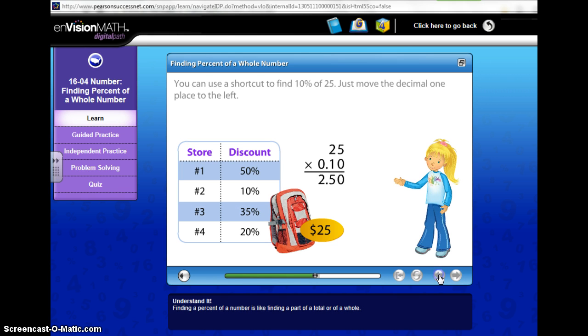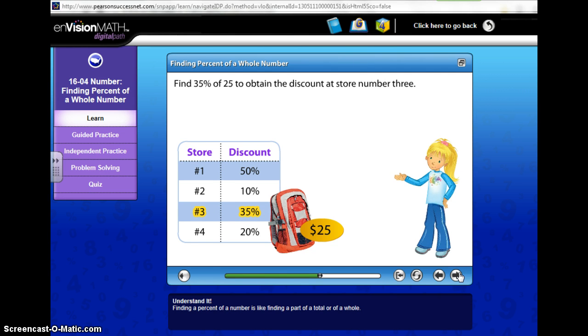Oh, let's back up for a minute because they did mention another way to try to find 10% of something. We know that 10% is 0.10. Well, we could just move our decimal one spot and we would have it. Here, 2 spots. Easy enough. Okay, we can use a shortcut. Nope, I'm going to move on.